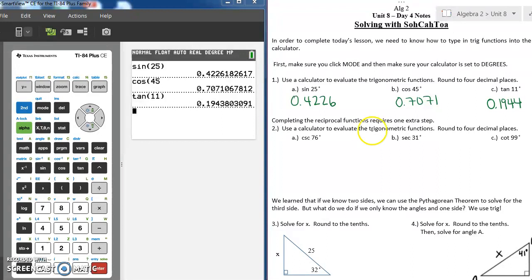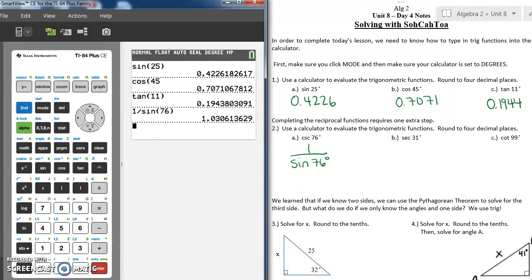Now we can also solve our reciprocal functions on the calculator, but it takes one extra step. So we don't have a button for cosecant, secant, and cotangent. You won't find it on the calculator. So what we have to do is rewrite this. Well, we know that sine is a reciprocal of cosecant, so we have to write it as 1 divided by sine of 76 degrees. So I have to do 1 divided by sine of 76 degrees, close it up, and press enter. And my answer is going to be 1.0306.